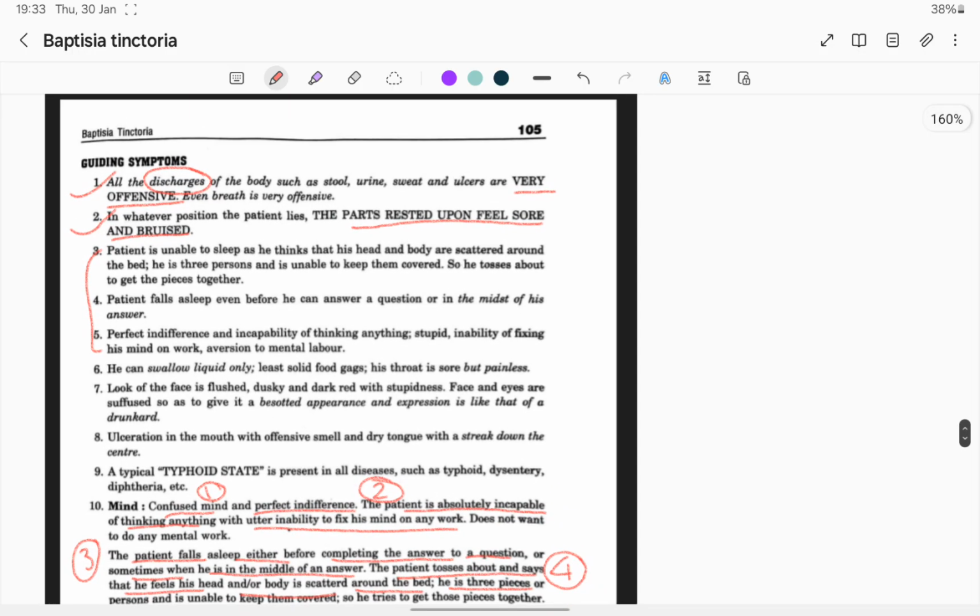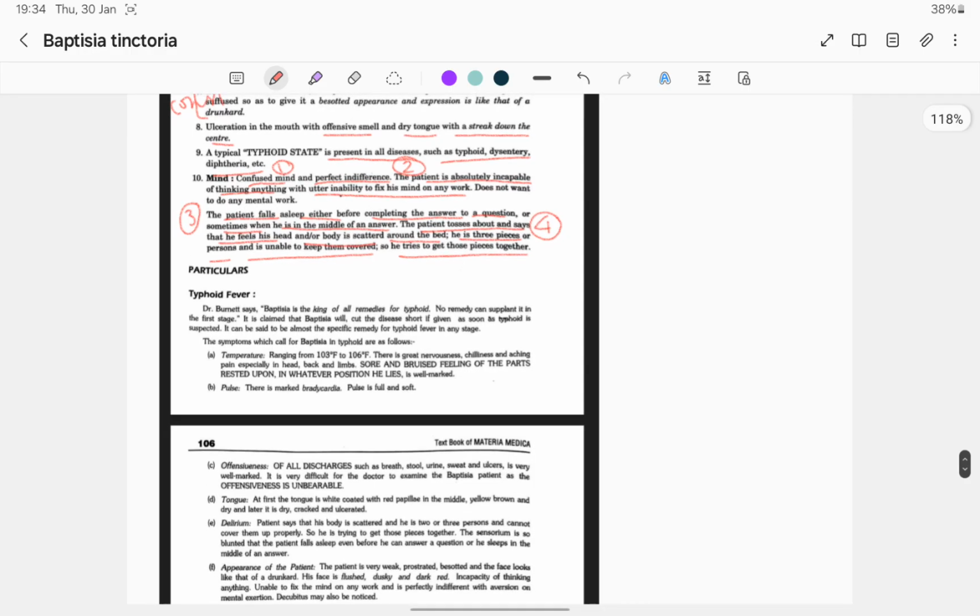Next, he can swallow liquid only. Solid food gags. His throat is sore but painless. This is about constitution, mental, and this is about constitution. Ulceration in mouth with offensive smell, dry tongue with a streak down the center. A typical typhoid state is present in all diseases.